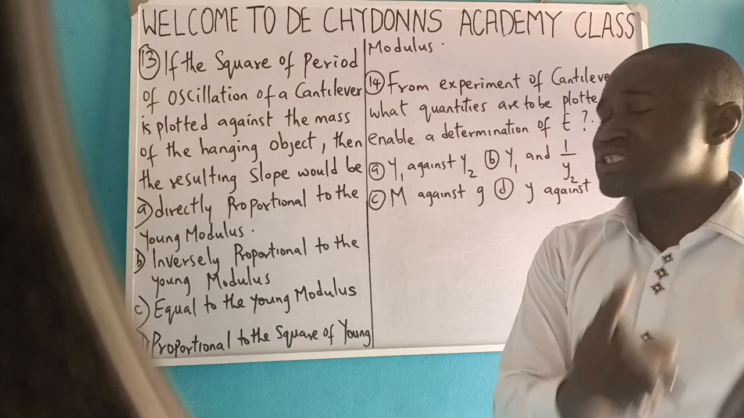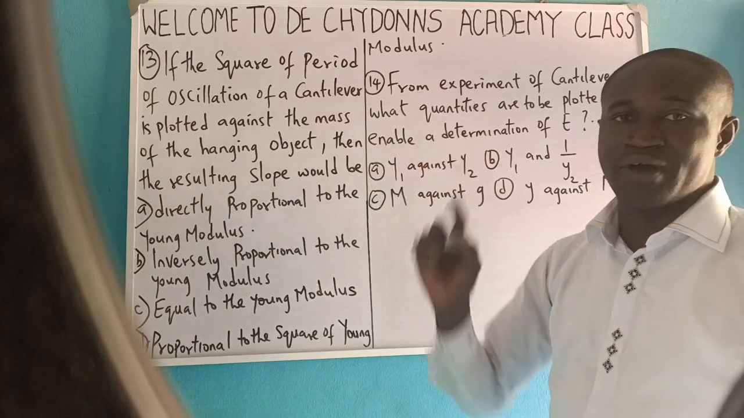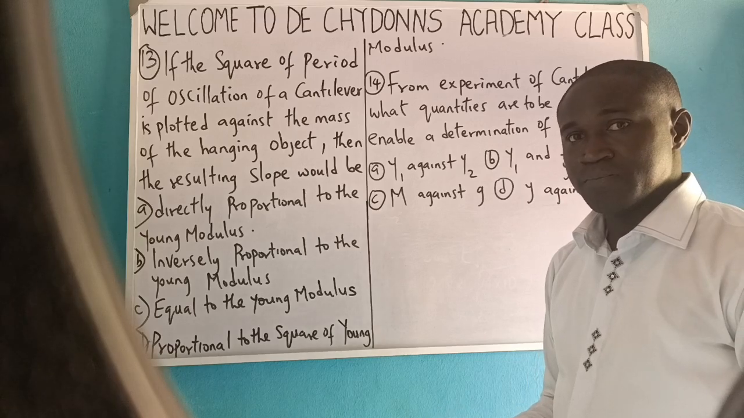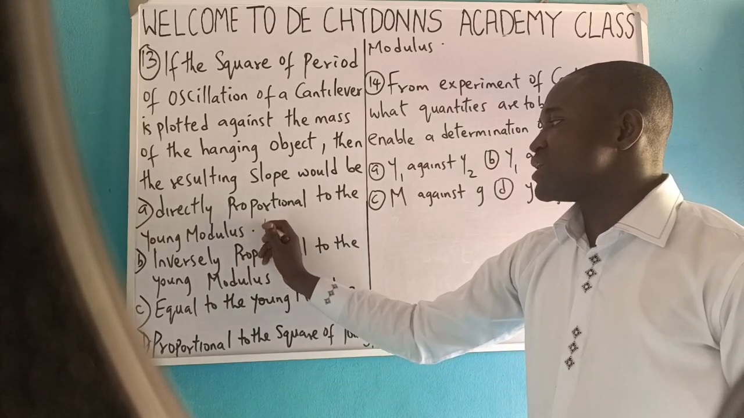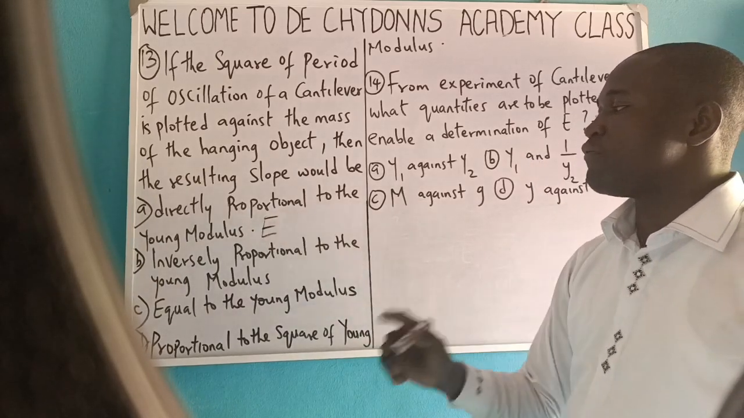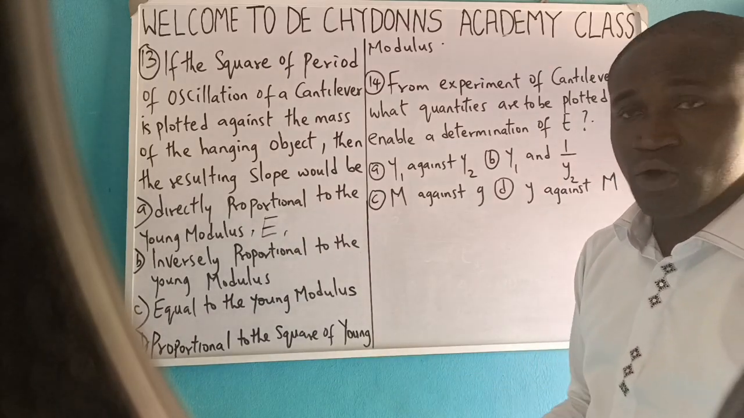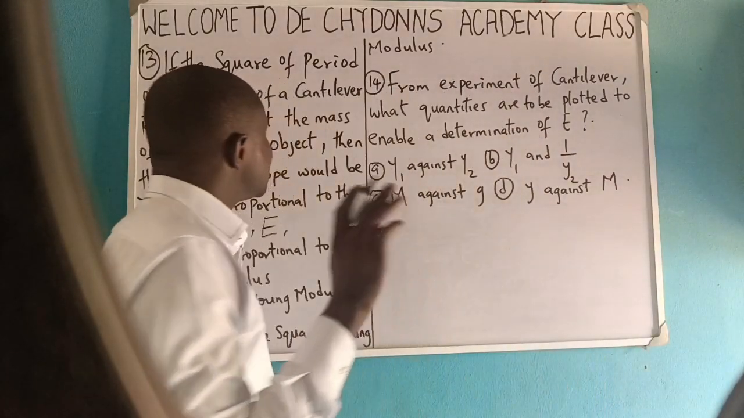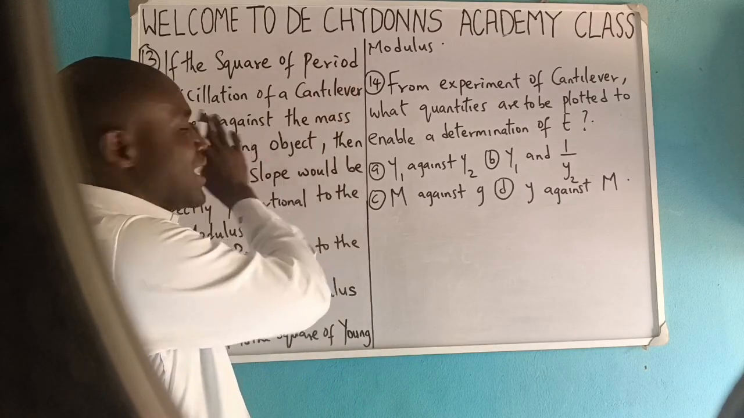First of all, ask yourself, what experiment are we talking about? Experiment on cantilever. Yes. The Young modulus has a symbol called what? E, capital E. This is the symbol of Young modulus, anytime you see it in physics. And so, what is the relationship between the period, the square of the period, and the mass?